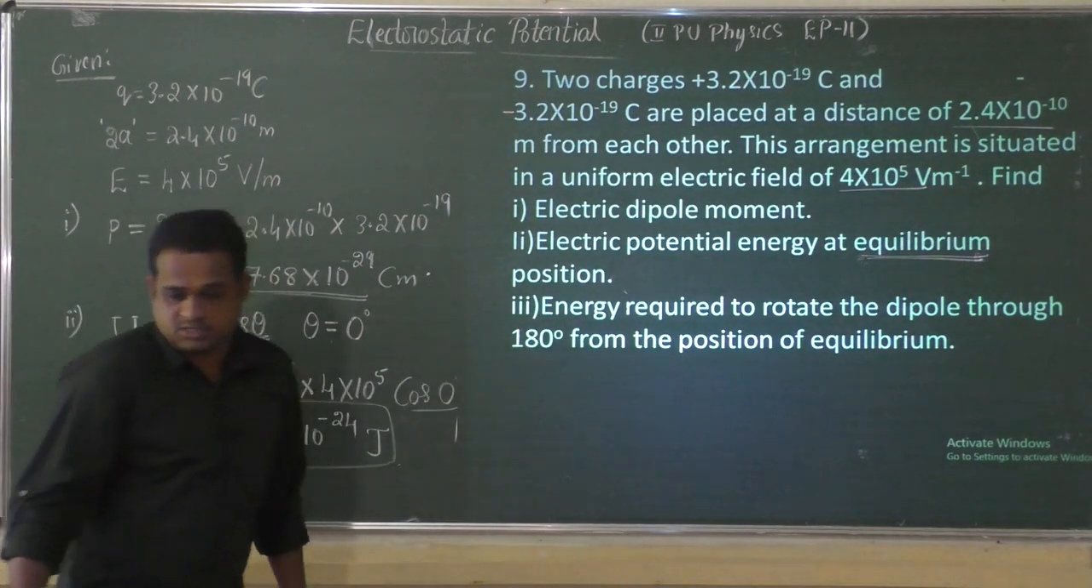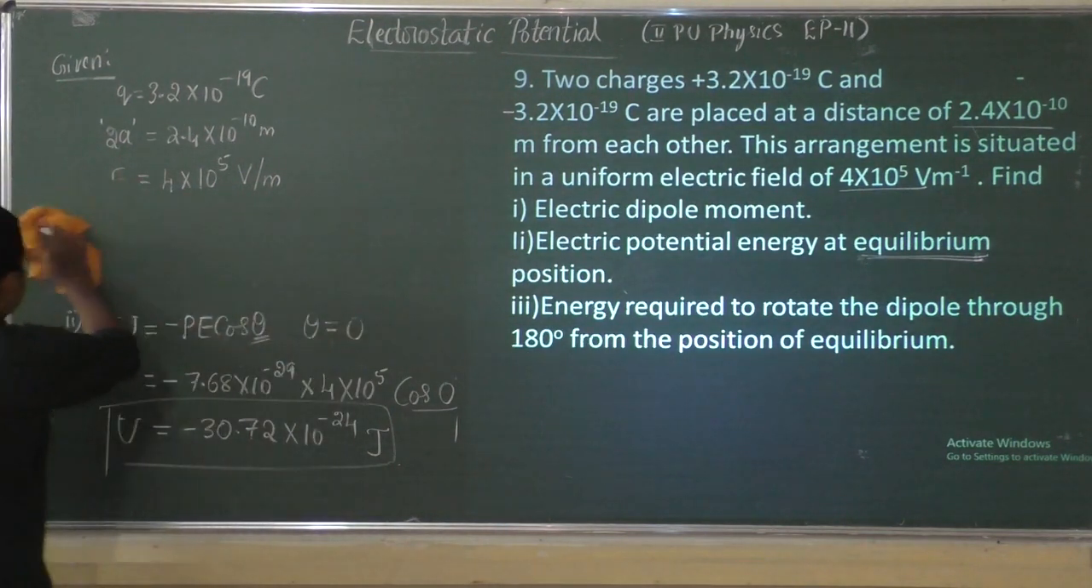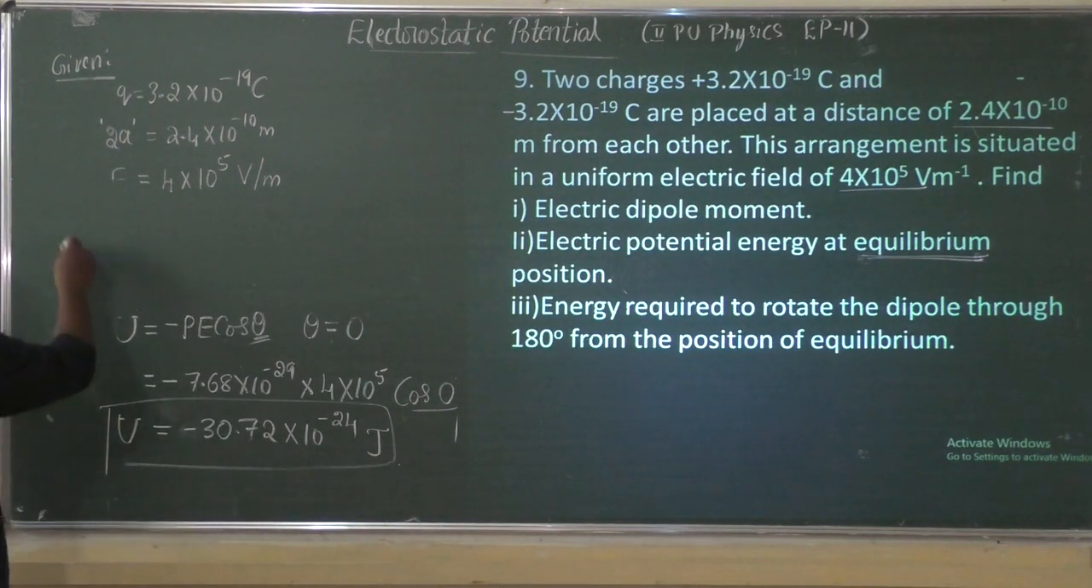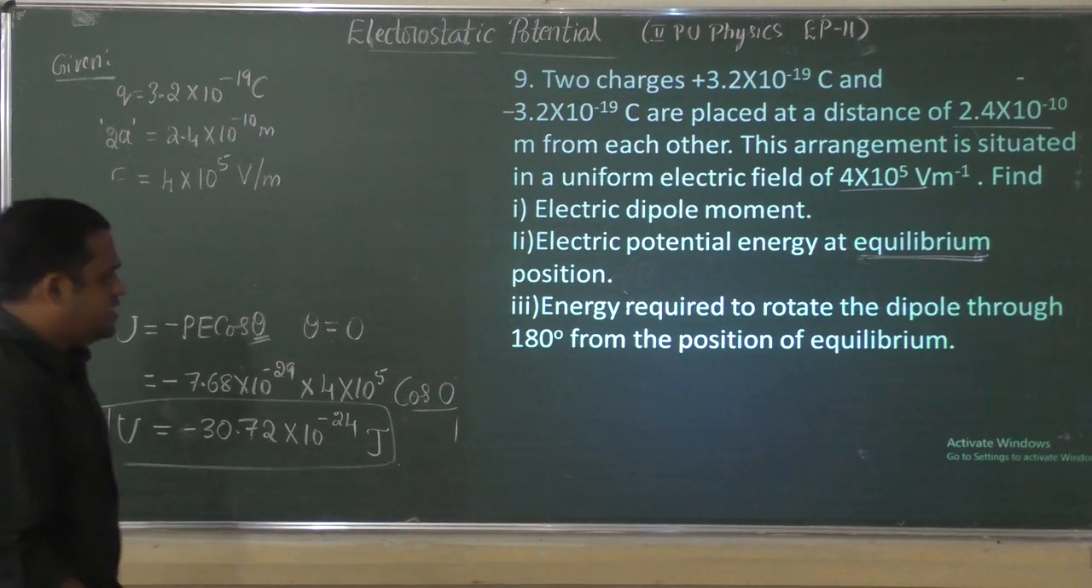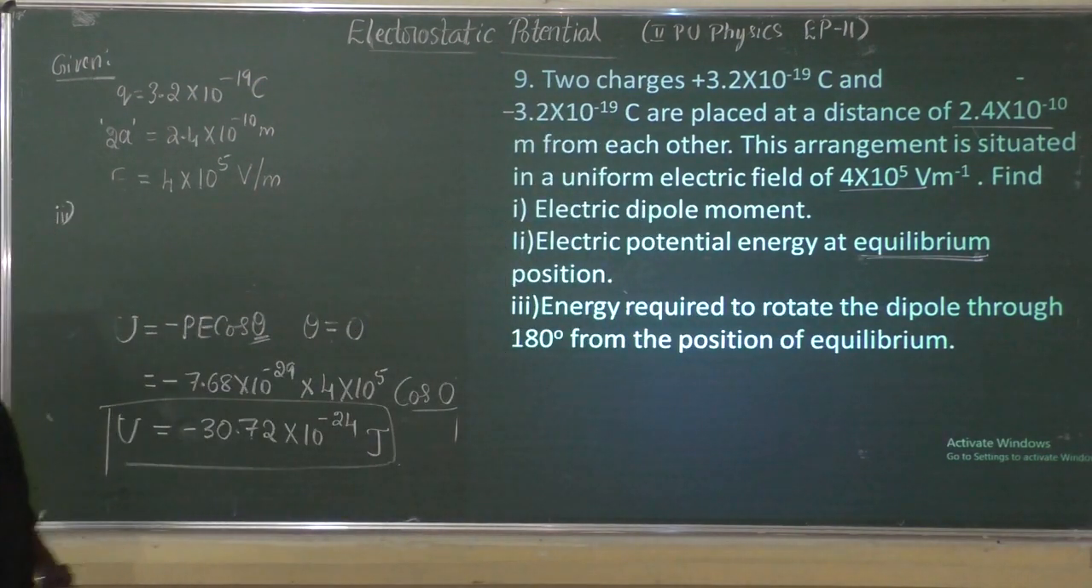Next, last one, that is the third one. I think it is clear. Third part, solution for third part. Find the energy required to rotate the dipole through 180 degree from the position of equilibrium.